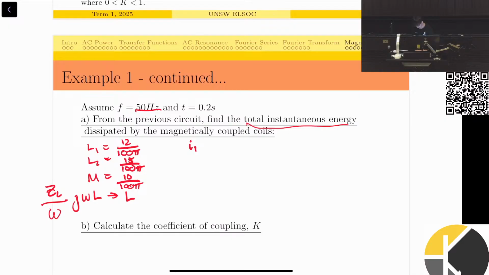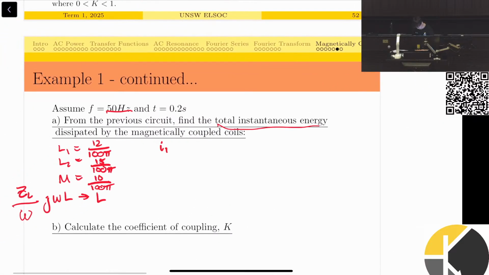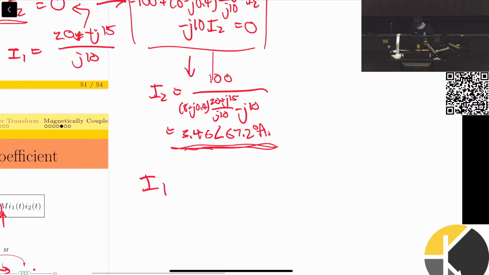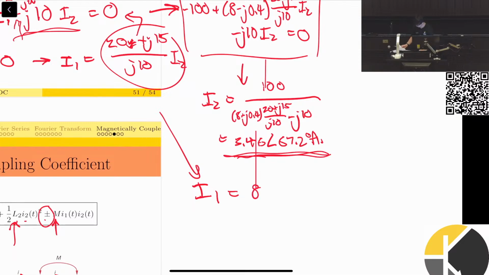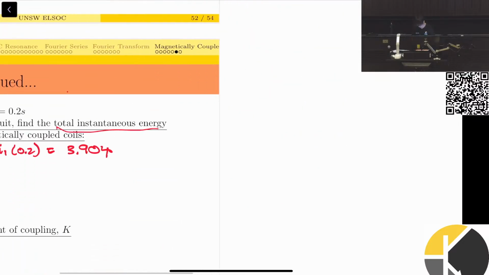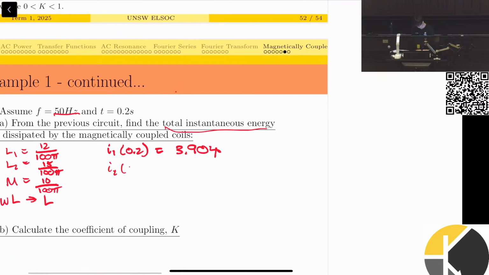Next, I will need to find I1 at our time, which is 0.2. That will be a value of 3.904. If you want to validate your value for I2, it would just be subbing it into this equation here. And that will give us a value of 8.66 with an angle of 14 degrees. Great. So once I've found my values for the currents, I can then sub it into the equation.